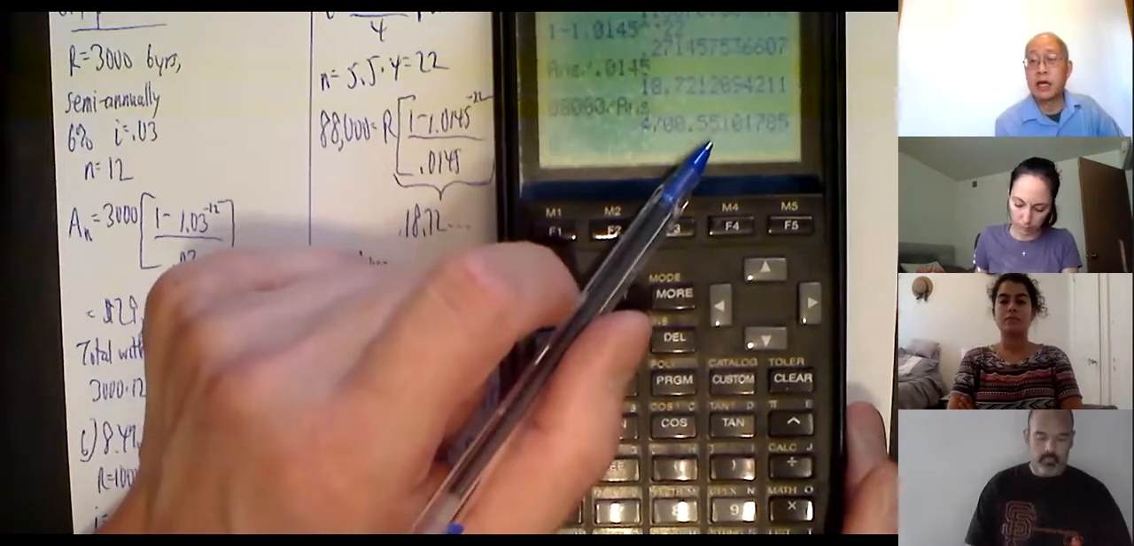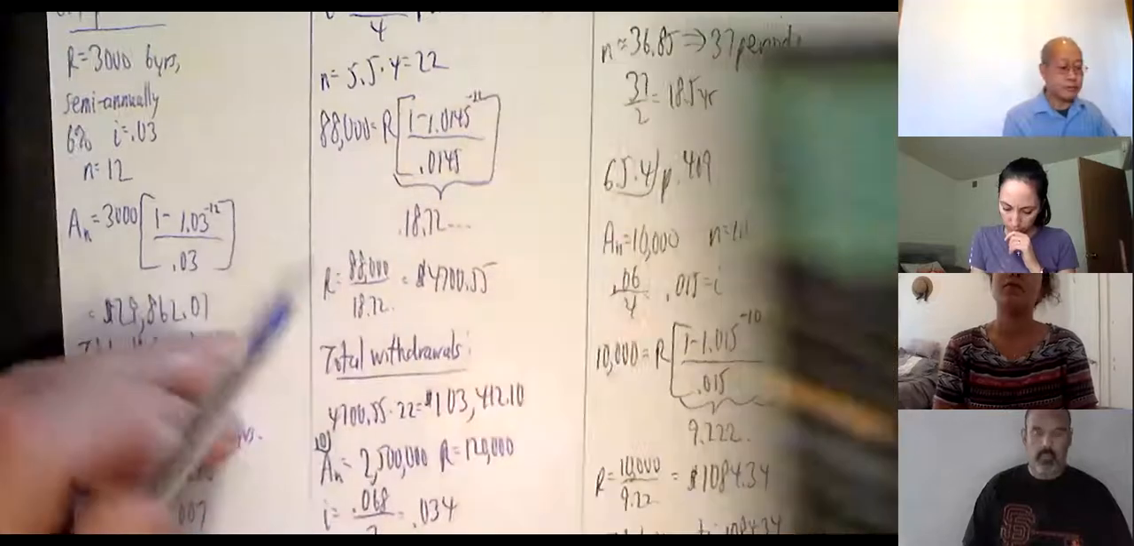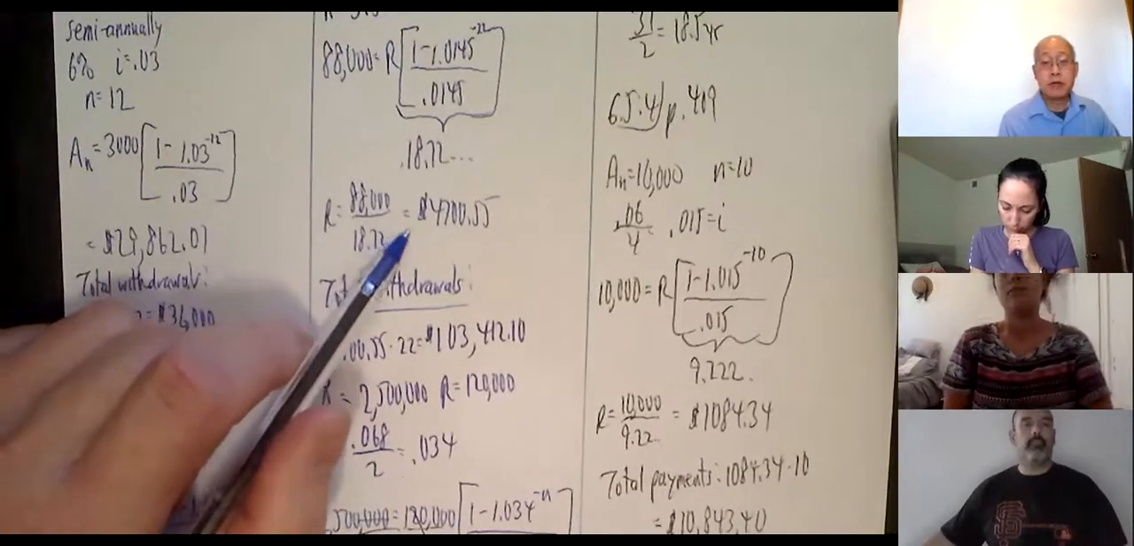You round off to the nearest penny, right? Because we don't have money that goes out to 101 whatever. Okay, thank you. So there we go. That's it.